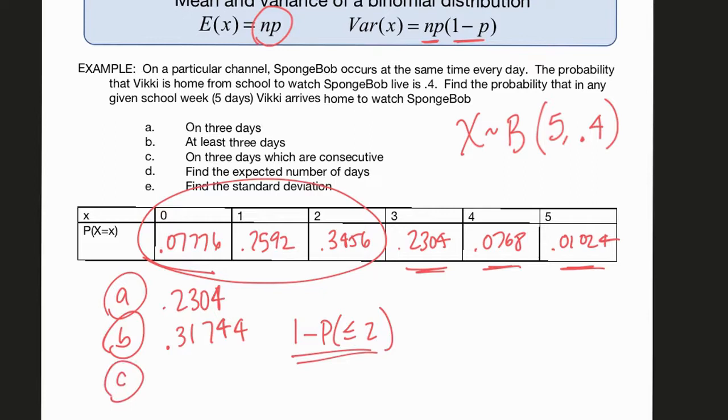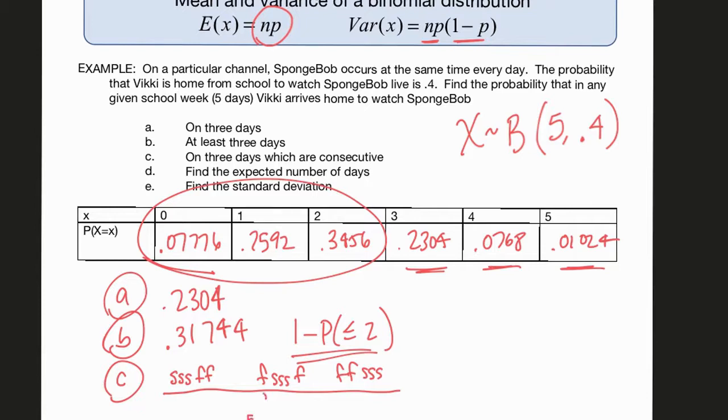For part C, it says at least 3 days which are consecutive. That means it could be successful, successful, successful, fail, fail. It could be fail, successful, successful, successful, fail, or fail, fail, success, success, success. Keep in mind, there are 5 days of the week and we want 3 of them to be consecutive. So it could be Monday, Tuesday, Wednesday; Tuesday, Wednesday, Thursday; or Wednesday, Thursday, Friday.